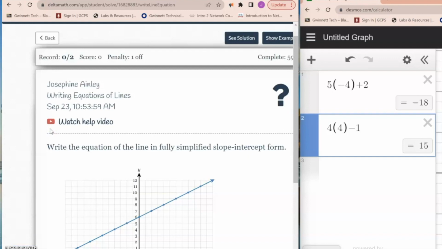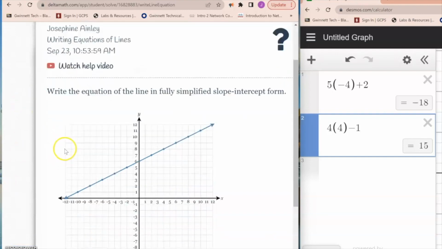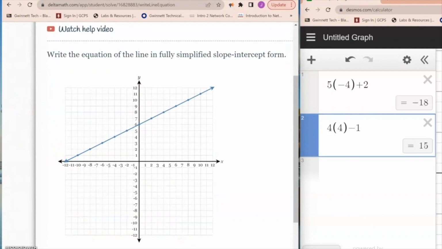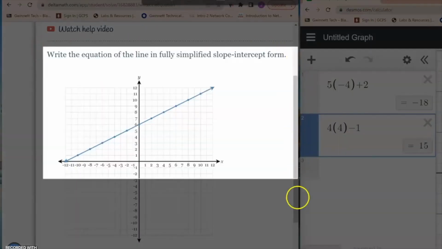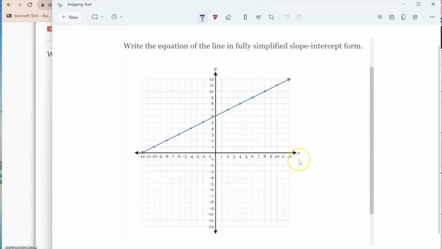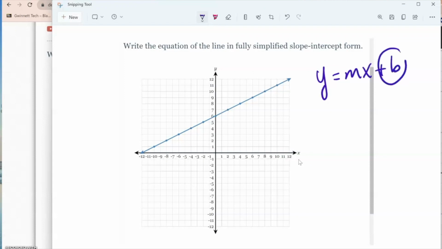Writing equations of lines. All you need to know for writing equations of lines is what a linear function looks like. This is on your formula sheet in case you forget, but you do need to know what it means though. To write an equation, it must look like y equals mx plus b, where b is what? By now you're probably tired of hearing me say this. The y-intercept, and m is what? The slope. Once you know that, all you're doing is finding the y-intercept.